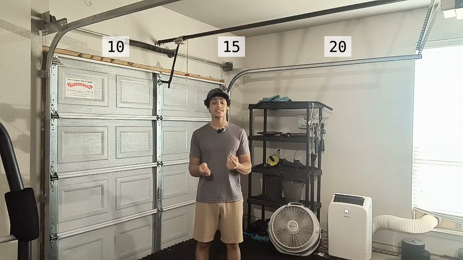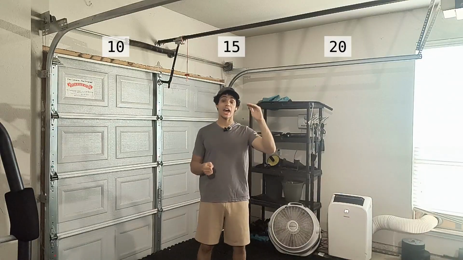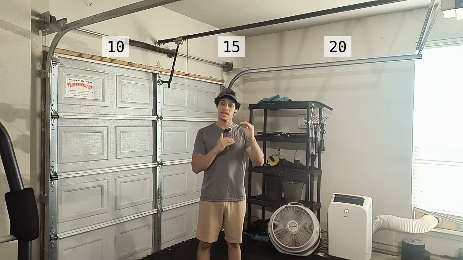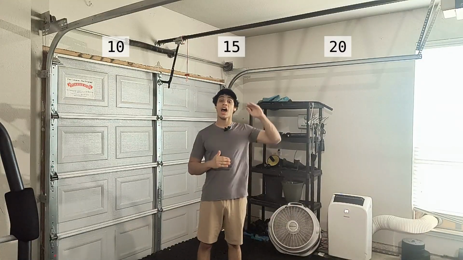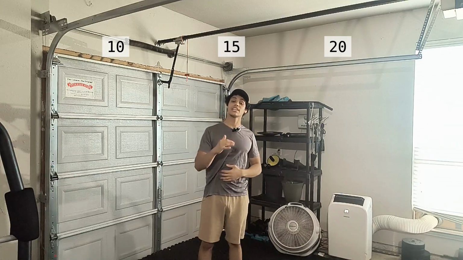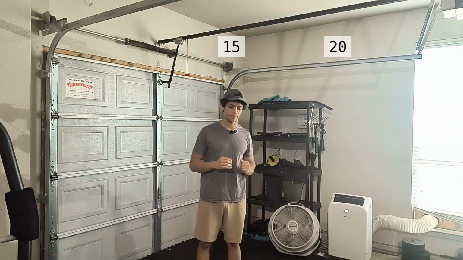Well, in this case, we have a rule that says that if it's right in the middle between the two multiples of 10, then we round up to the higher multiple. So in this case, we would round to 20. We'd go to 20.